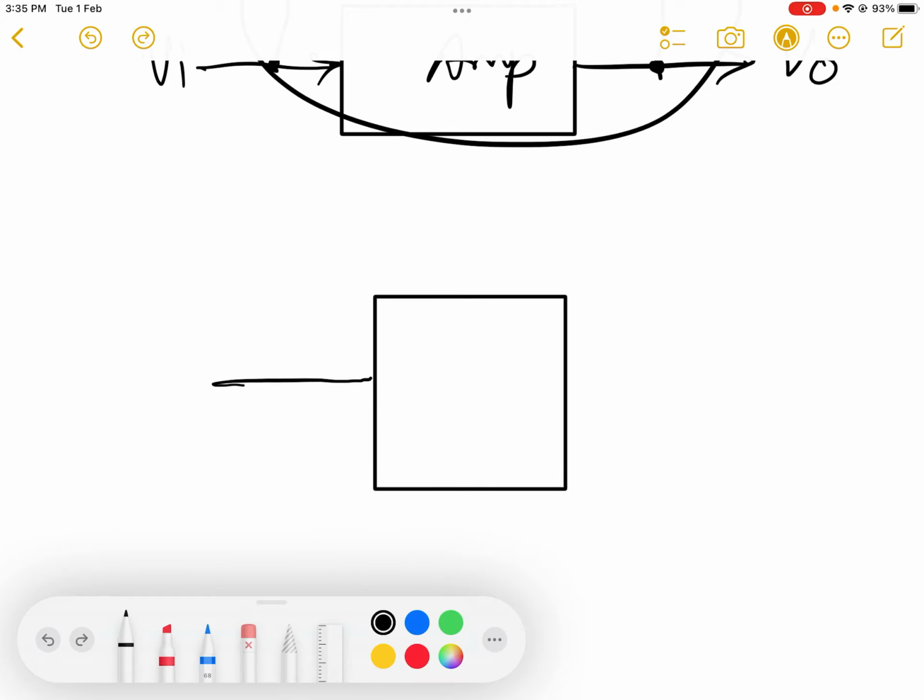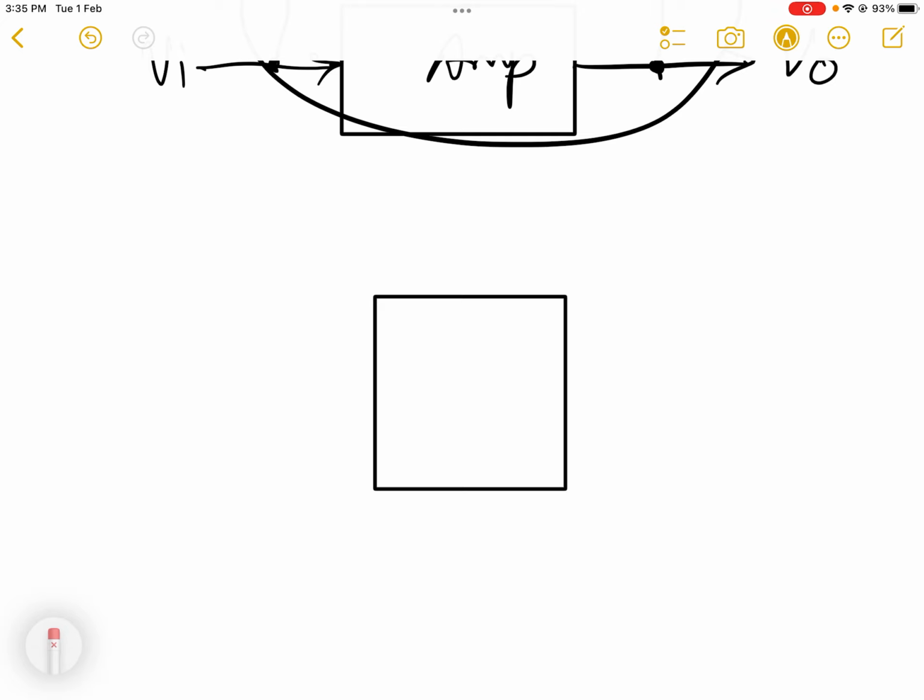Sometimes my iPad doesn't work properly. I will have to wipe it out. Okay.